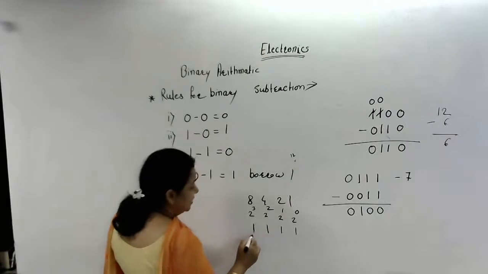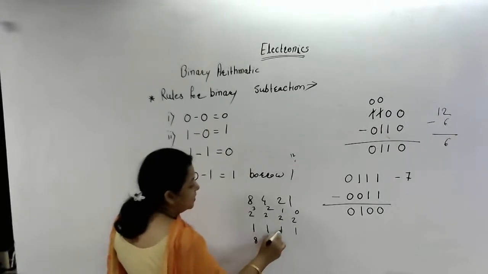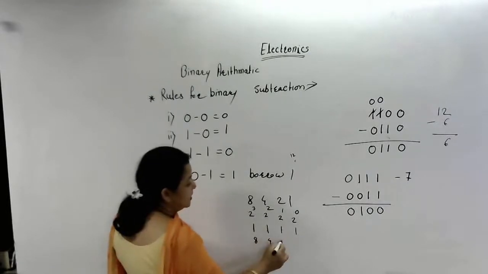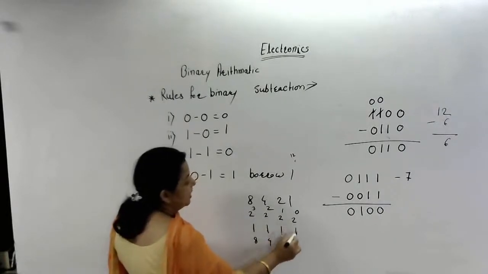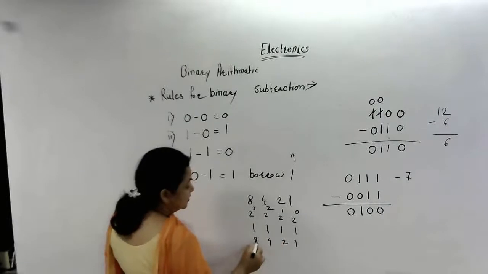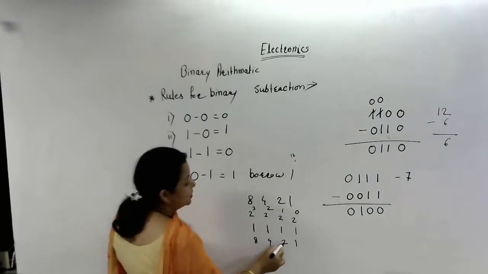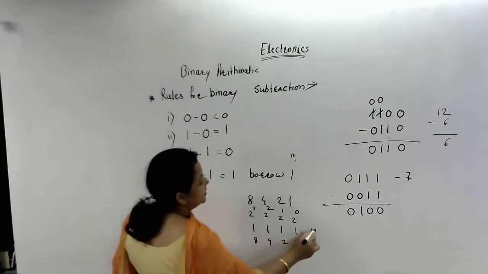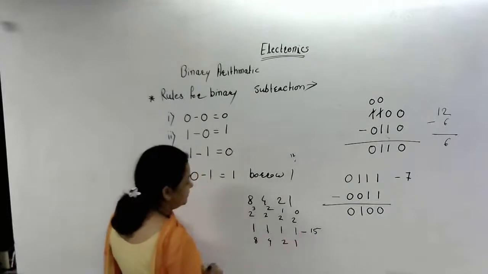The place value of 2 raised to 3 means 8. Place value of this is 4. Place value of this, 2 raised to 1, means 2. Place value of this is 1. So 8 plus 4 plus 2 plus 1 is equal to 15.